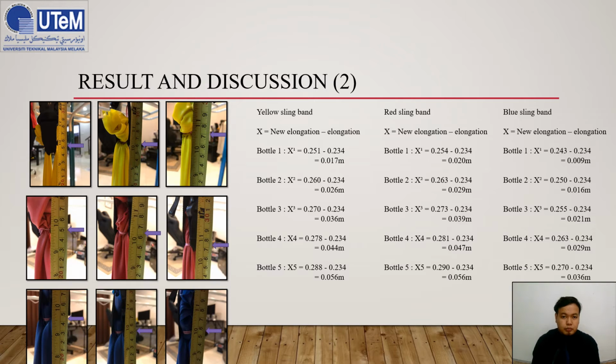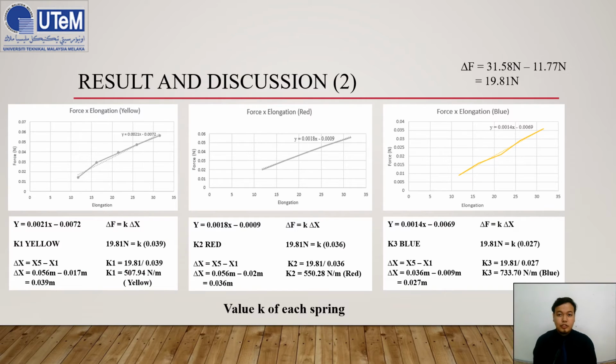This is after we put the force into our experiment, and then we got the X value, which is the new elongation minus the normal elongation. As you can see, this is the result that we get from the experiment. We got 5 values from the yellow band, 5 values from the red band, and also 5 values from the blue band. The total force for this experiment is 19.81 Newton.